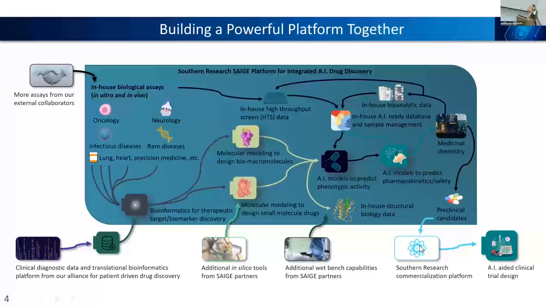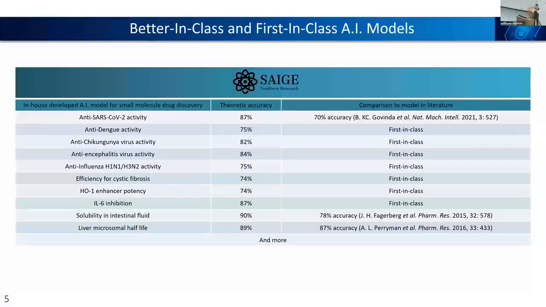Lastly, Sotoudeh Research also has a commercialization platform. Once we have some good preclinical candidates, we can commercialize them to try to get funding for clinical trials. AI can also be used to design clinical trials, but I think that will be another story for another day. So for today, let's focus on the early stage of drug discovery.